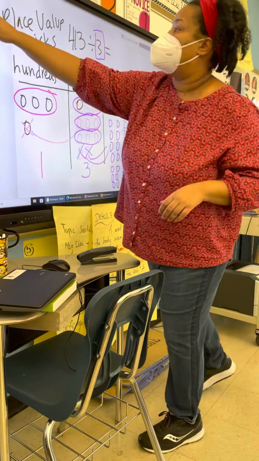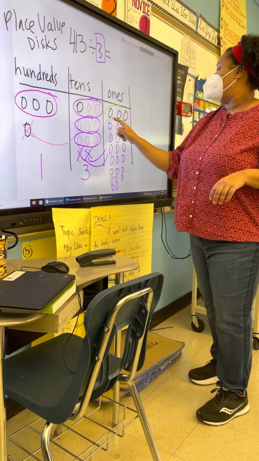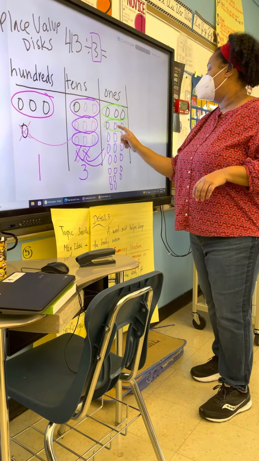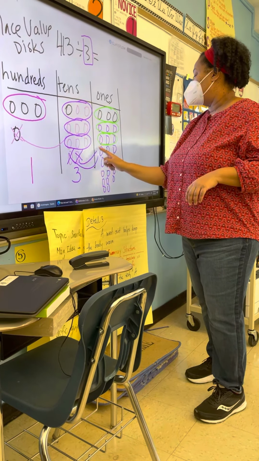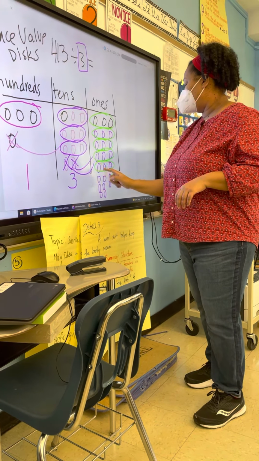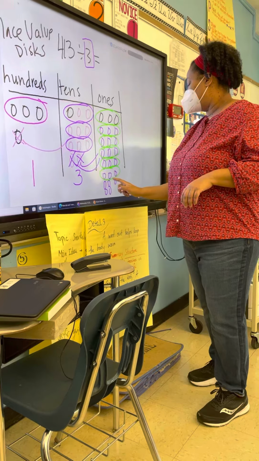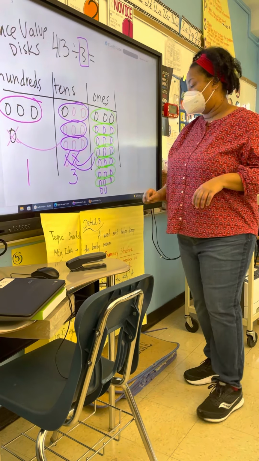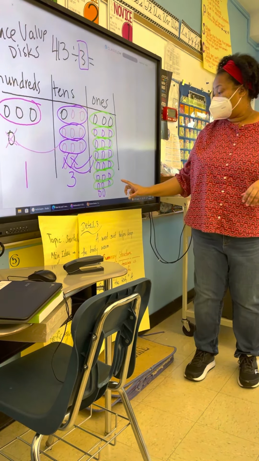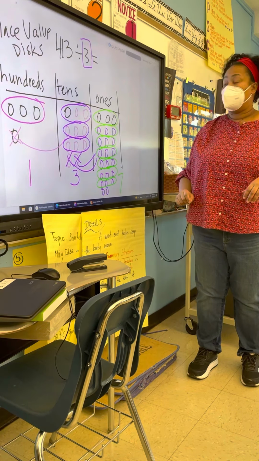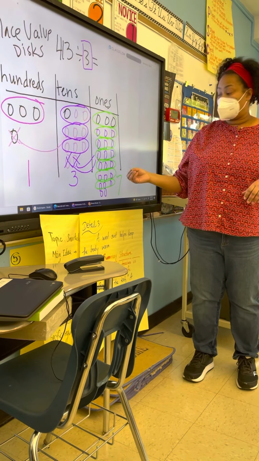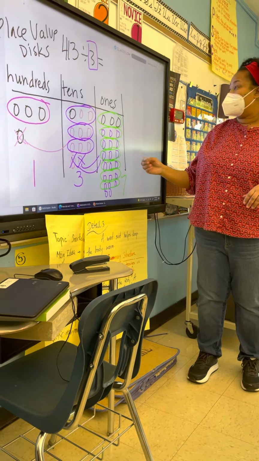So I'll use a different color. I'll use green. I've got 1 group of 3, 2 groups of 3, 3 groups of 3, 4 groups of 3, 5 groups of 3, 6 groups of 3, 7 groups of 3, right? And then I've got 2 left over. So I'm going to put a 7. I found 7 groups of 3 in the ones, and then I've got a remainder.